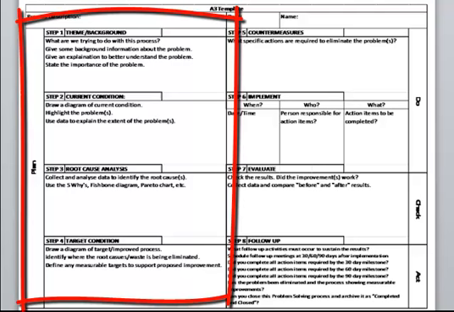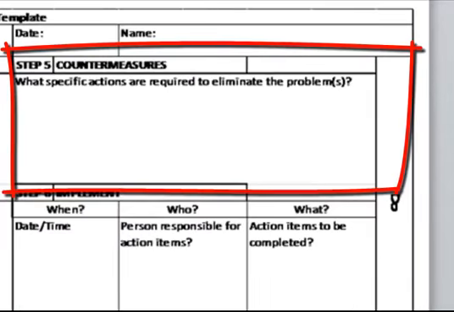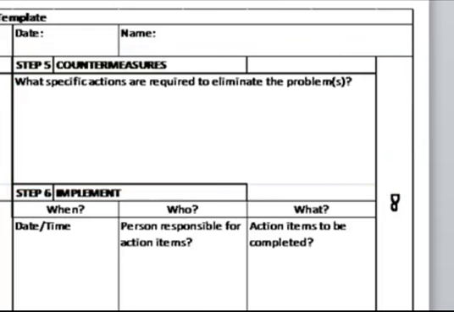Now, once you've done steps 1, 2, 3, and 4, that's all the planning part of it. The next part, step 5, is, okay, what are we going to do? How are we going to move from current condition to target condition? What actions are we going to take? What countermeasures do we need to put in place in order to make this happen? And you're going to define those.